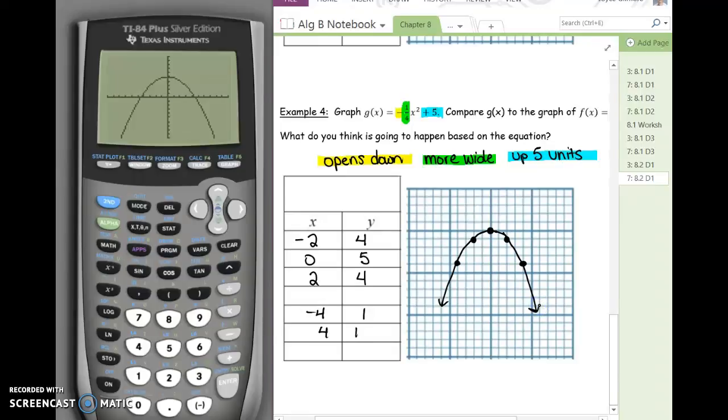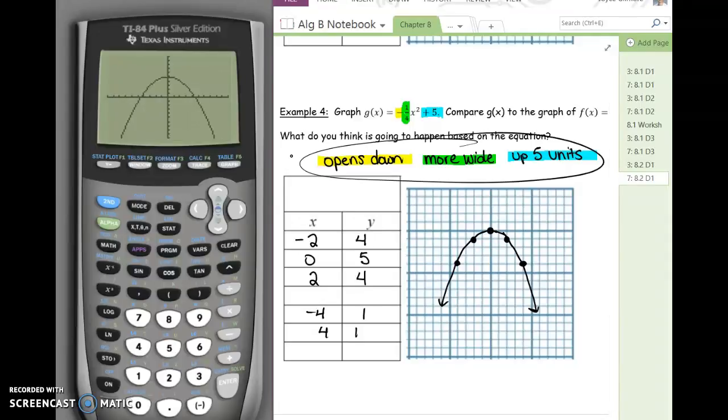Okay, compare this to the graph of the parent function. We basically already did that when we made our assumptions. Ultimately, we are going to look at every single aspect of these equations so that I could give you an equation without a graph, and without a graphing calculator, you could tell me, oh, this graph is going to open down, it's going to be wider, and it's going to move up 5 units. You'll be able to tell me all of that just from looking at the equation. So that's what I want you to practice today as you work on your assignment.